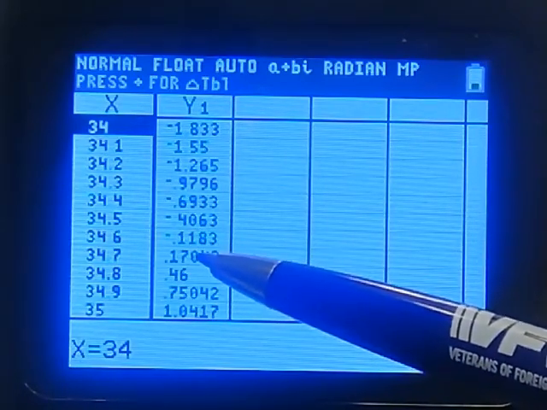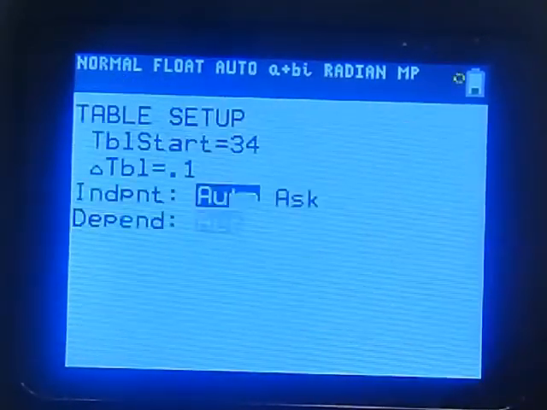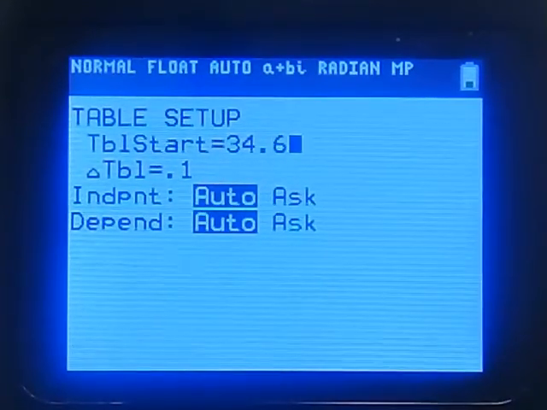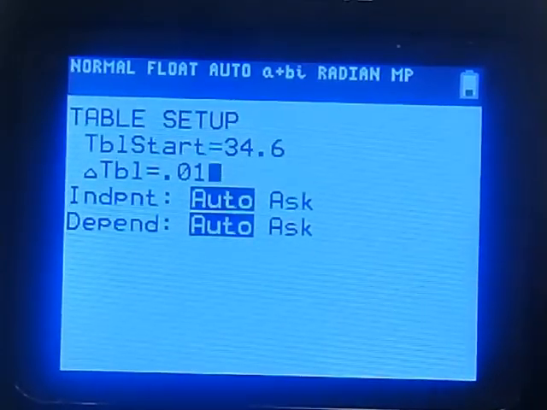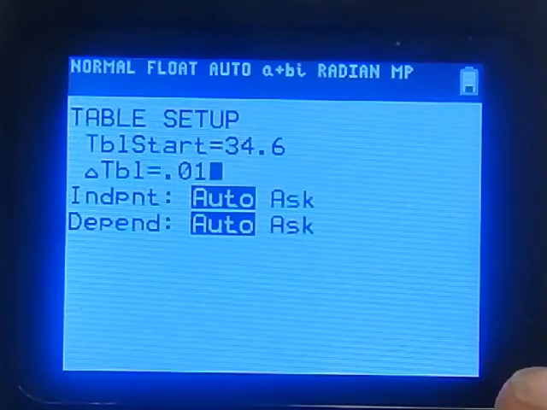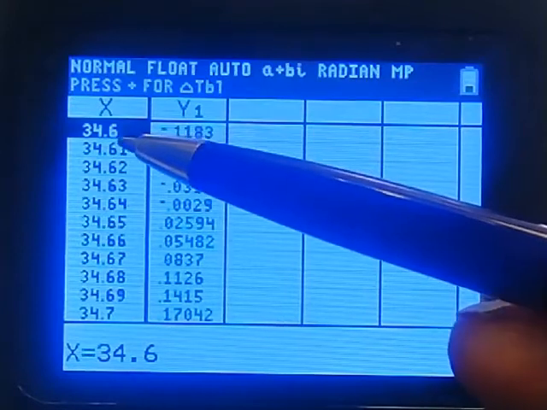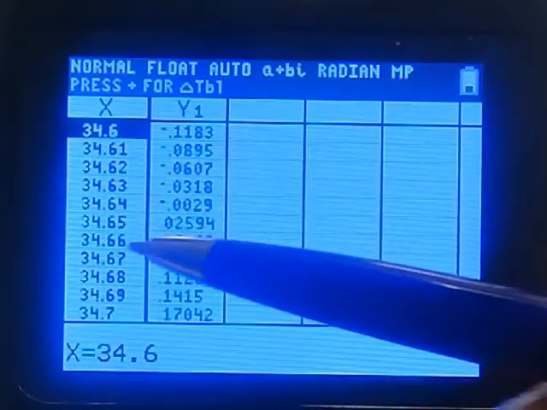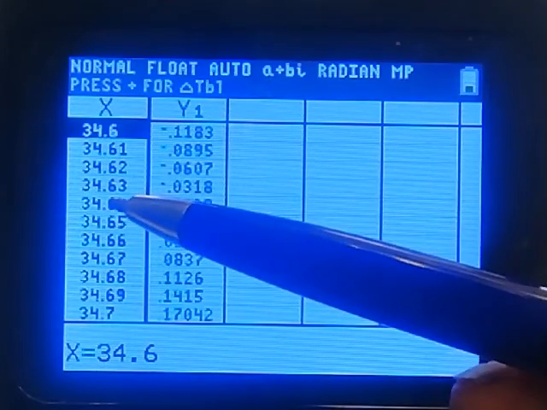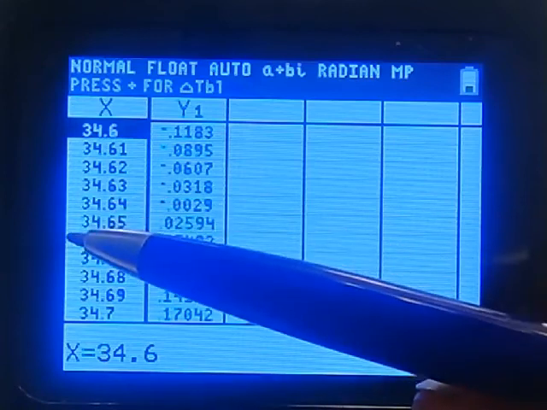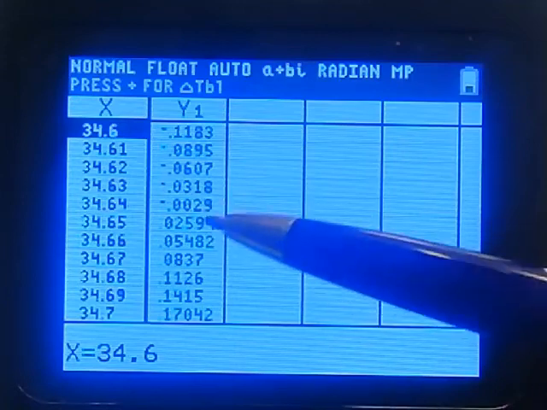If I even want it more accurate, I'll start at 34.6 and go by hundredths. Let's do that. Let's go to 34.6 and go by hundredths, 0.01. What I'm doing is trying to improve the accuracy. Let's go ahead and look at the table. Now I can see I started at 34.6 and I went by hundredths, and it changes signs right about here. So it's somewhere between 34.64 and 34.65. It changed signs. So once again, you're looking for where the sign changes.